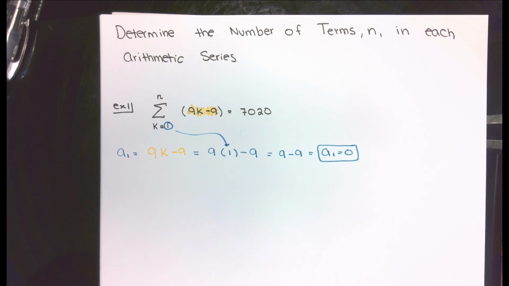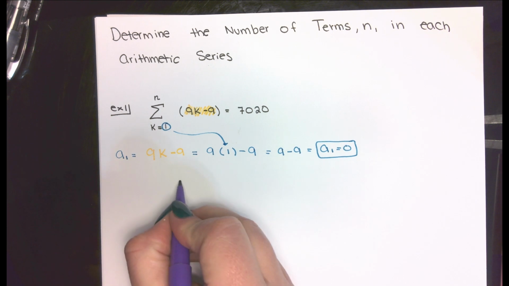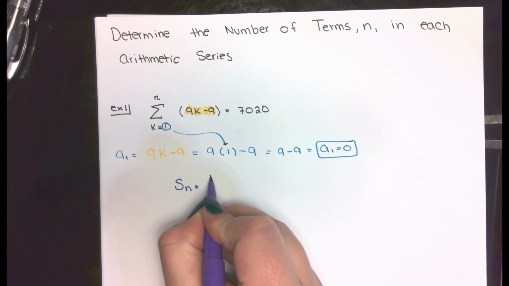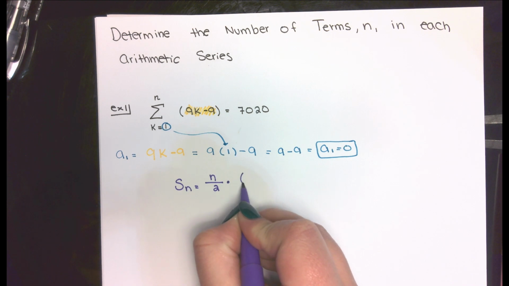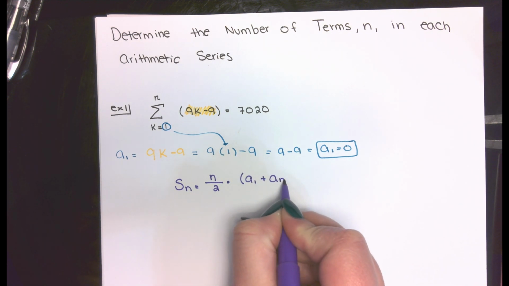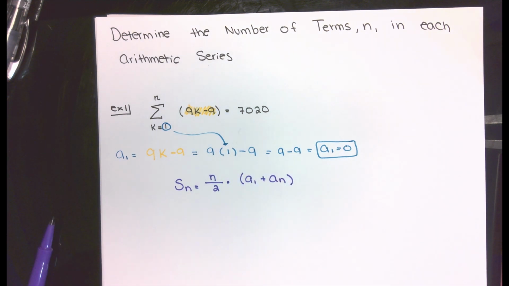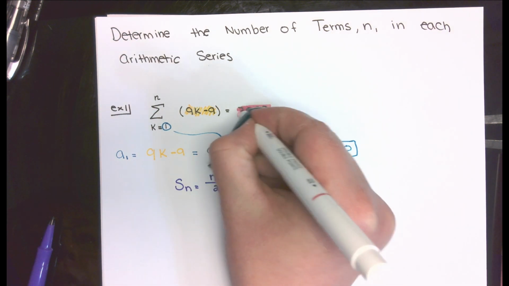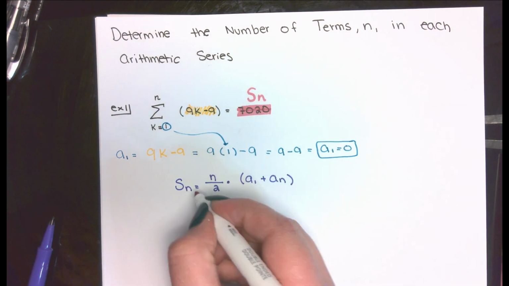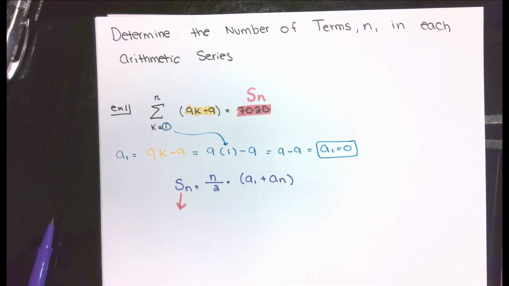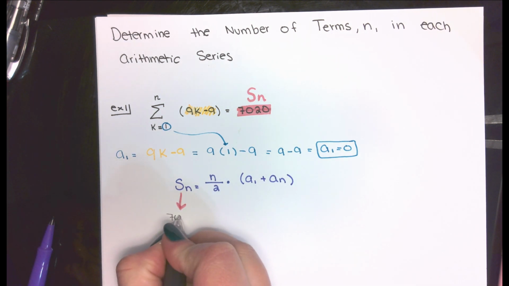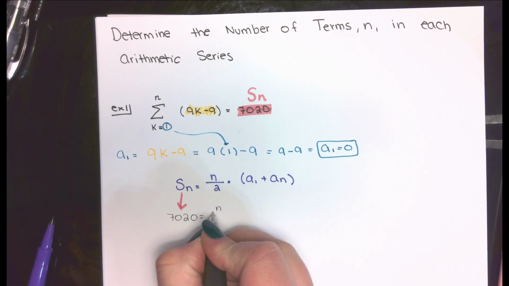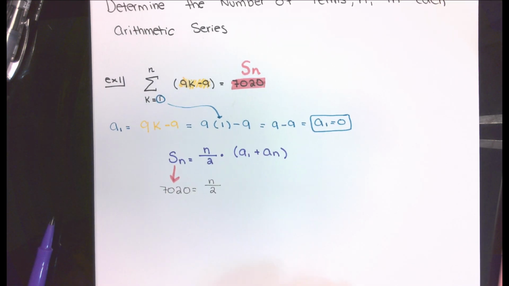After you find out a sub 1, you're going to write out your formula. It's the same formula that we used for the arithmetic series. S sub n is equal to n divided by 2 times a sub 1 plus a sub n. S sub n, we know what that is, and that's going to be this value right here. This is your S sub n. So we're going to take that number, and that number is 7,020. N is unknown. That's what we're trying to solve for. A sub 1 we already found. In this case, it was 0.